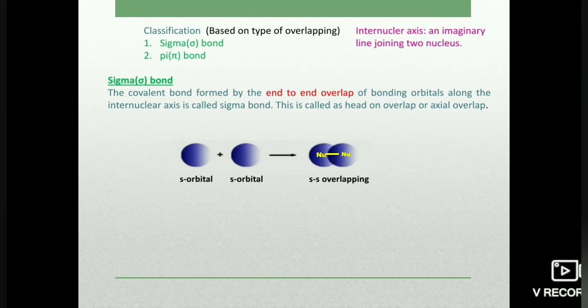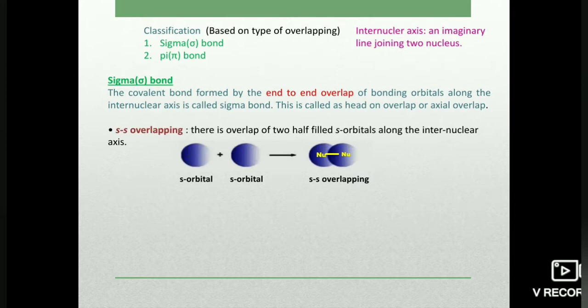Now, sigma bonds can be formed by any one of three combinations, which are SS overlapping, SP overlapping, and PP overlapping. So the first one is SS overlapping. It is formed when there is overlap of two half-filled s orbitals. This is relevant from the picture.